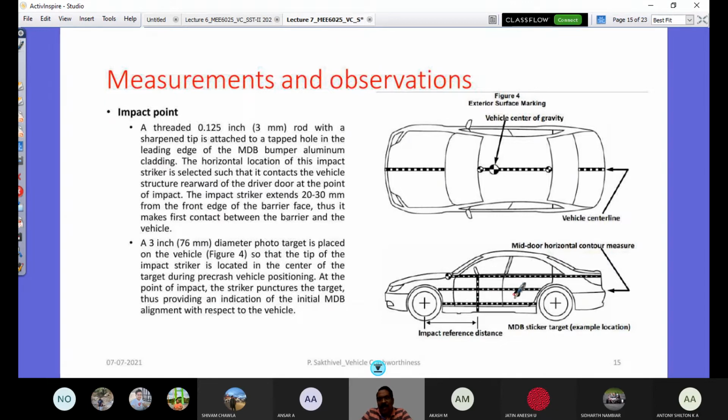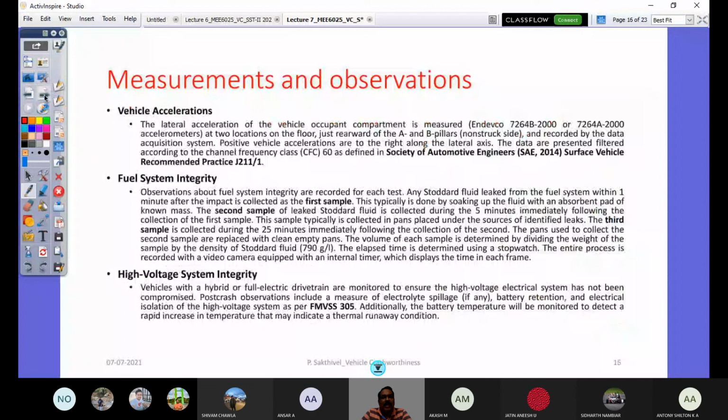So this is the striker target that is talked about in this paragraph. And then the mid-door horizontal contour measure. That is here, so you see this tape is placed there. That has been taken as a reference. And if you look at that, additionally, what is also measured is vehicle acceleration.